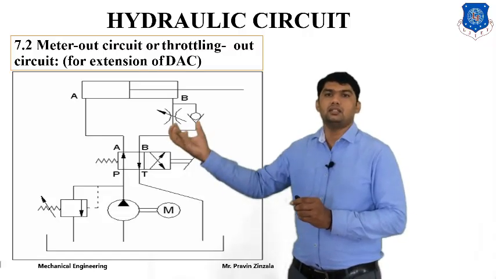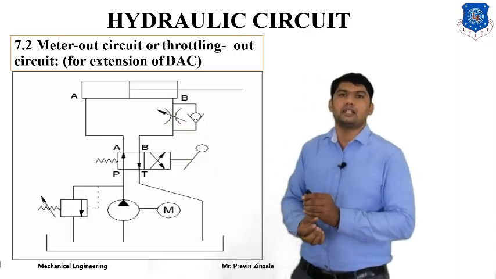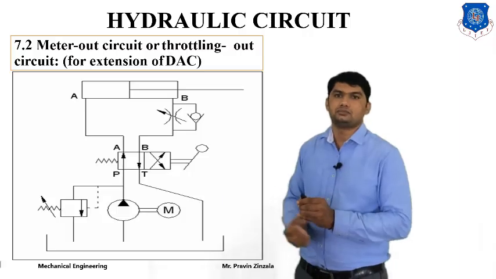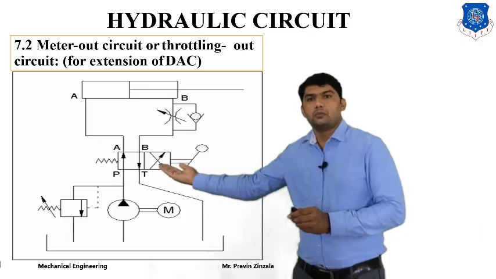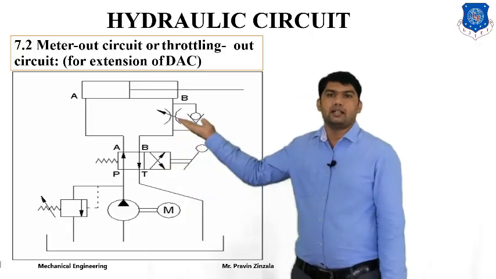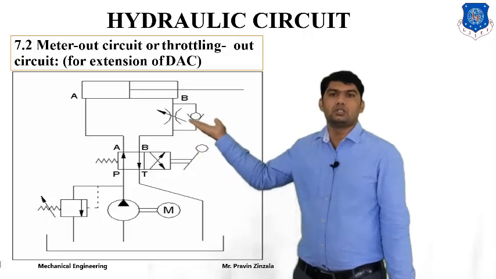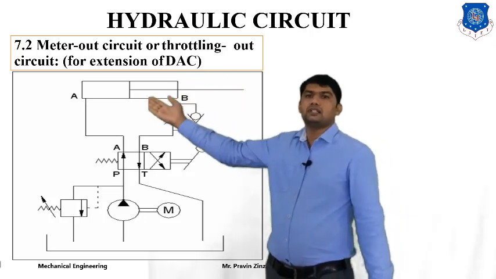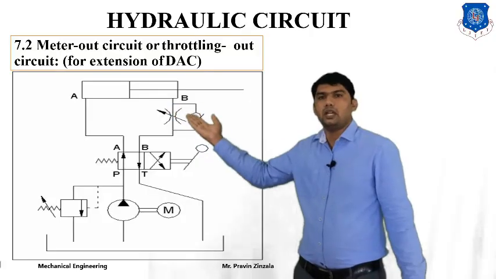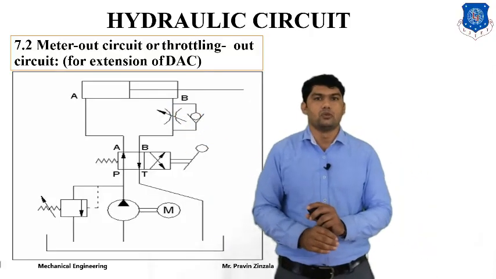If we place this flow control valve at the inlet, it's called a meter out circuit for retraction. In the second position, fluid will be passed from P to B and it will be restricted flow, but it can easily flow due to the one directional or check valve, and the cylinder will retract, and on the left hand side fluid will be passed from A to B and B to the reservoir. So it's called a meter out circuit.